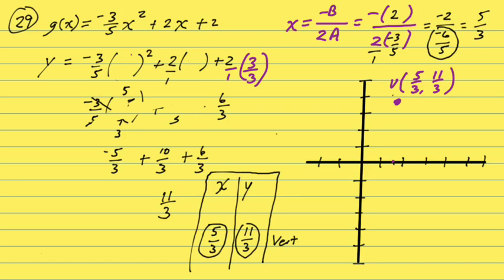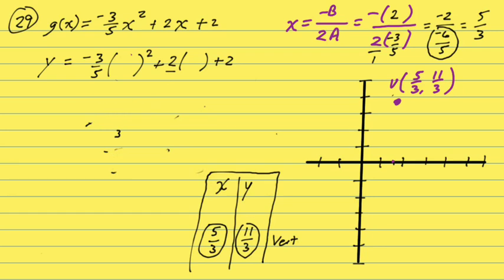If you'd like to do the easy way, plug in 0. Because when you plug in 0, some nice things happen. Let me get rid of this. If you replace in a 0, you get 0 plus 0 plus 2. So would 0, 2 work? Yes? So I go to 0, 2.